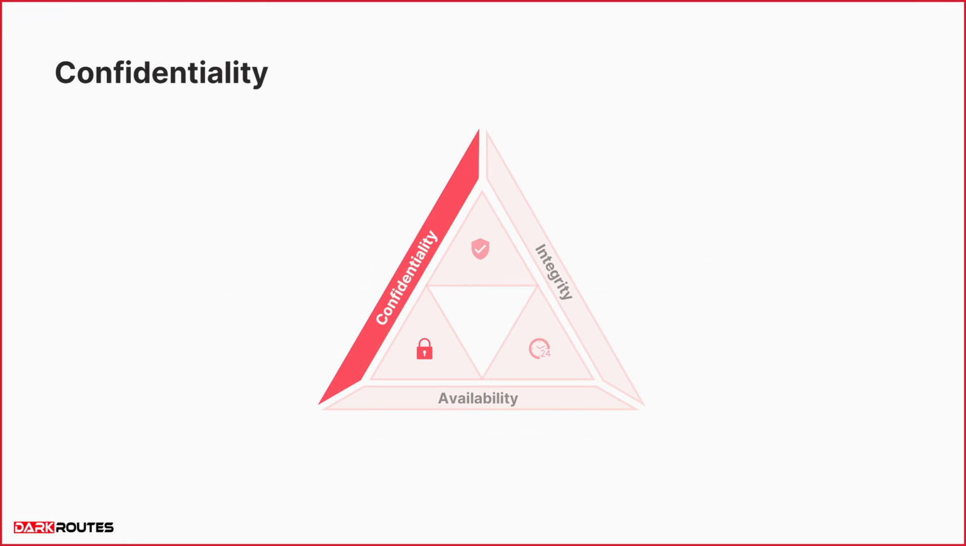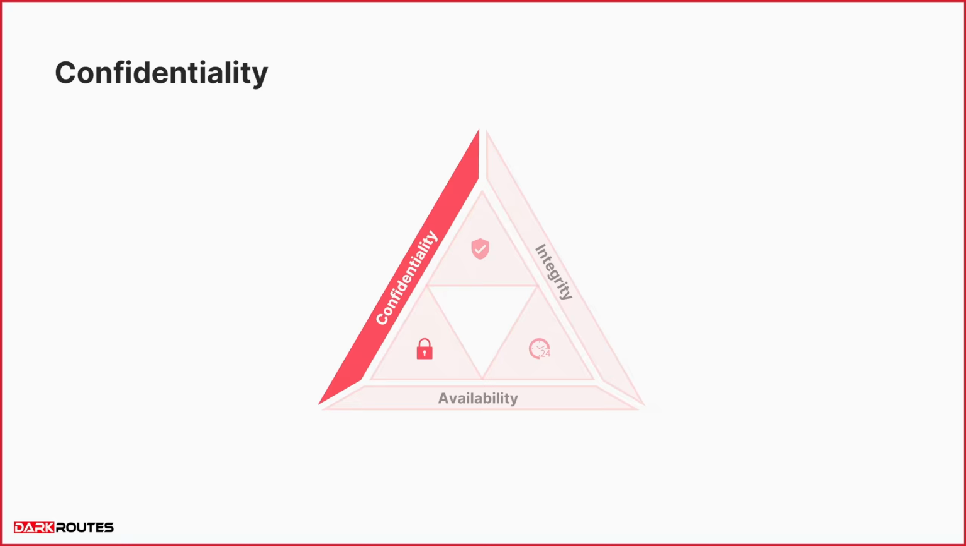Now let's talk about the first pillar, confidentiality. In simple terms, confidentiality means only authorized people or systems should access sensitive information. It's all about keeping secrets, the digital ones. Imagine your bank login credentials, your Aadhaar number, your company's financial data. If someone unauthorized can access it or copy it, your confidentiality is broken.